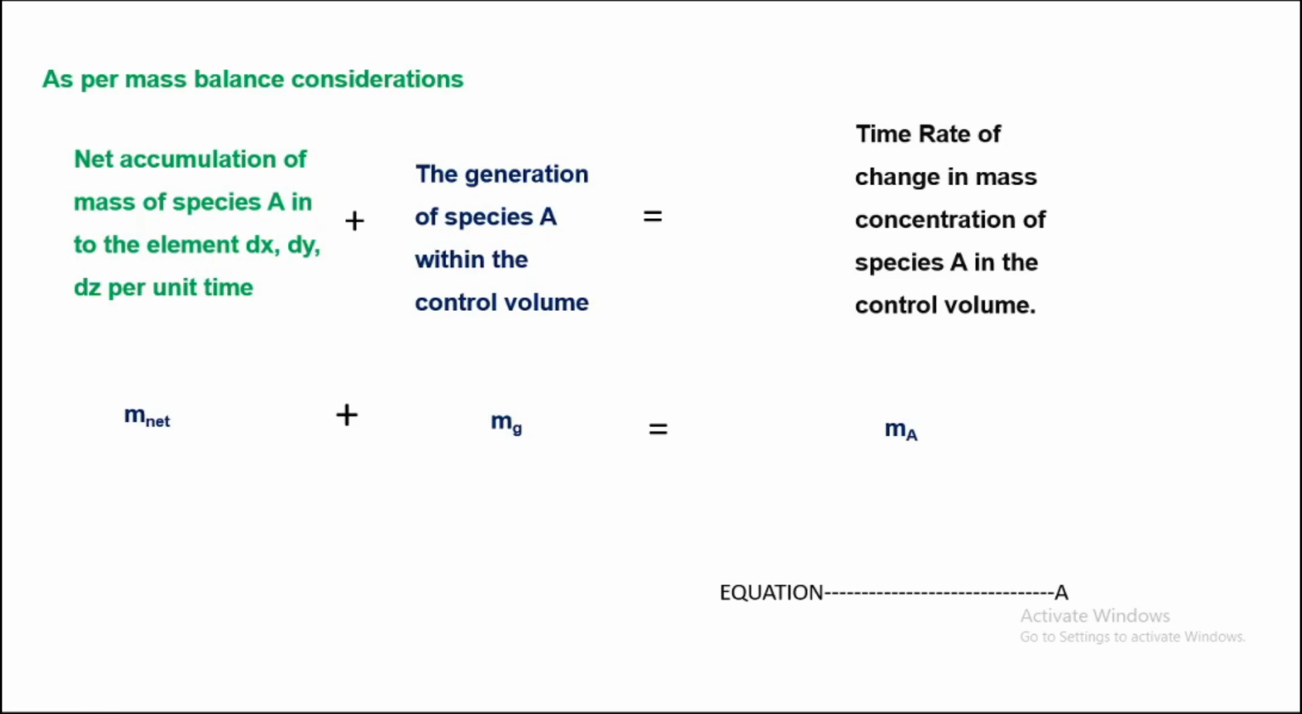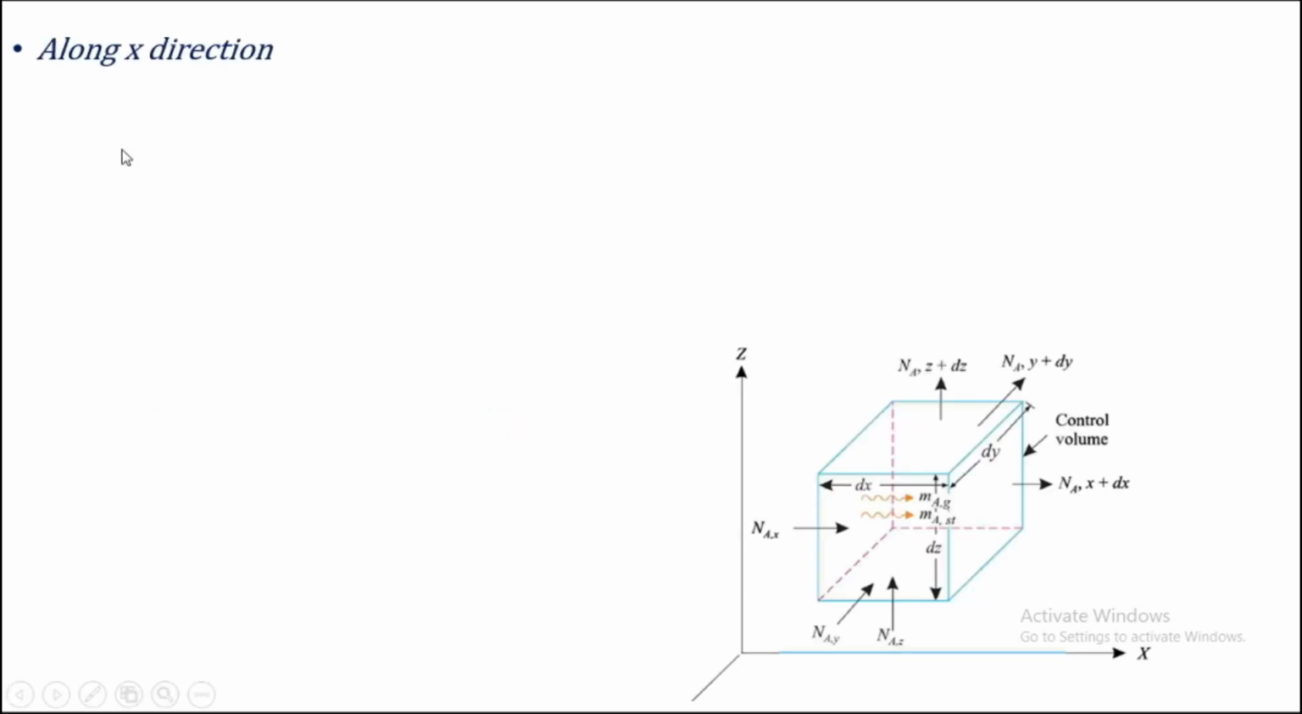Now we move on to the mass balance in the x direction. The mass influx at the left face, that is in the x direction, is given by NAx into dy into dz. Here NA represents mass flow rate per unit area, x represents the x direction, and dy and dz are the area perpendicular to the mass flow direction. So the entire term represents the mass flow rate of species A entering into the element along the x direction.